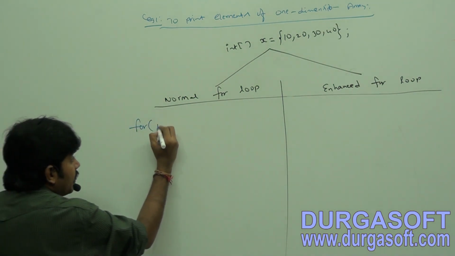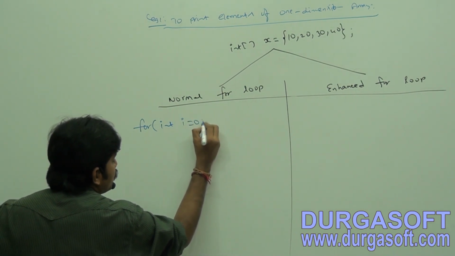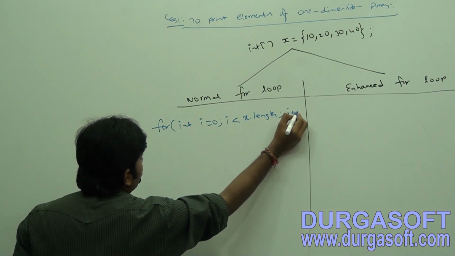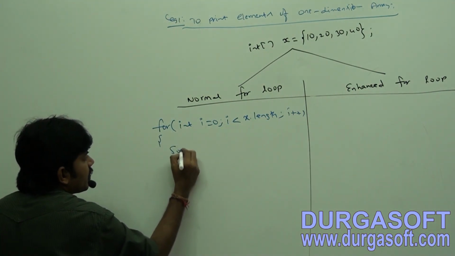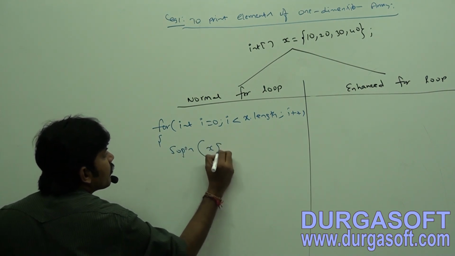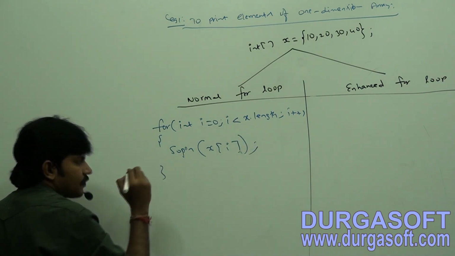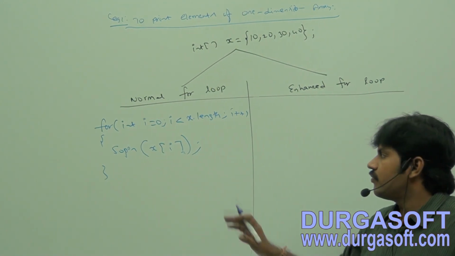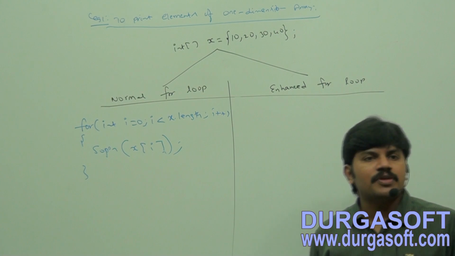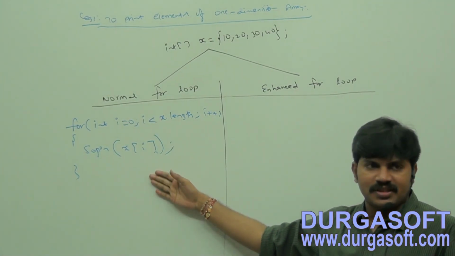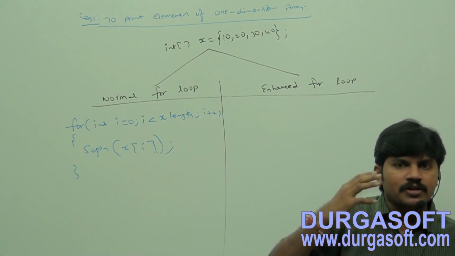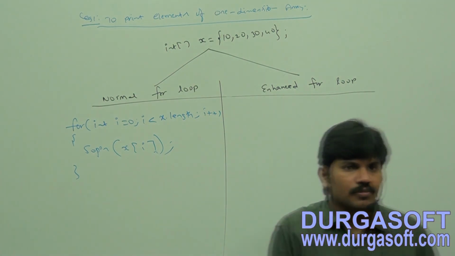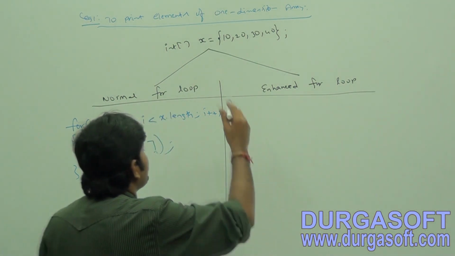For int i = 0; i < x.length; i++, System.out.println(x[i]). Are you getting the normal for loop? You won't face any problem with a normal for loop because from our childhood we are already habituated with this. But once you know the for each loop, you will come to know how inefficient this concept is. Sir, can you tell what is x?